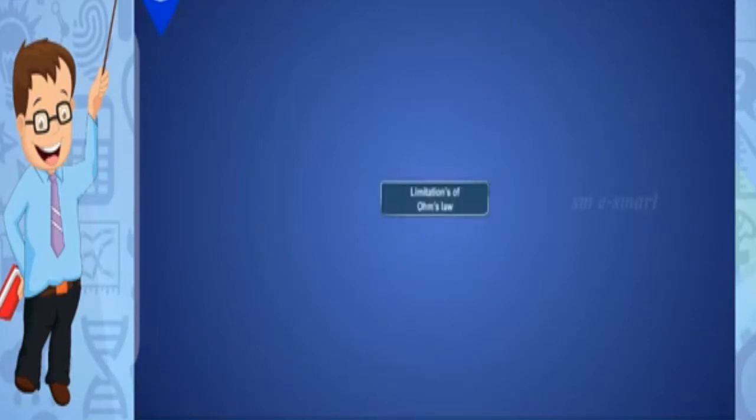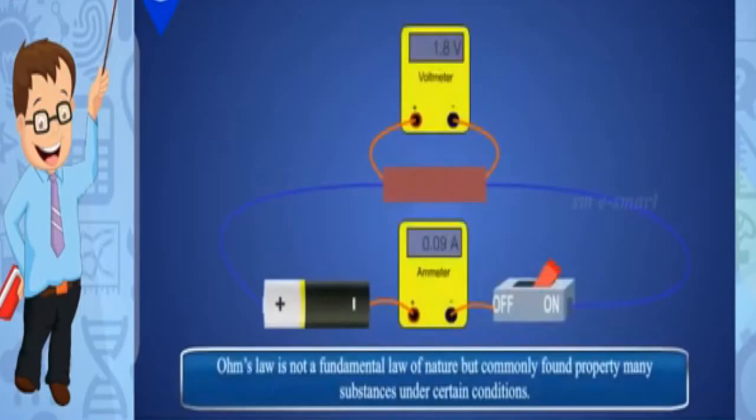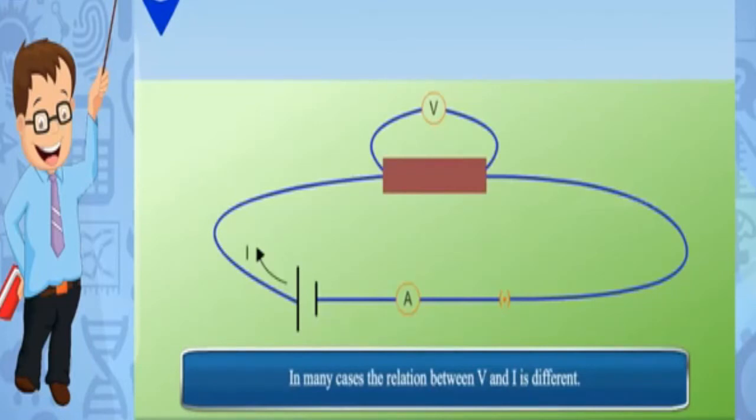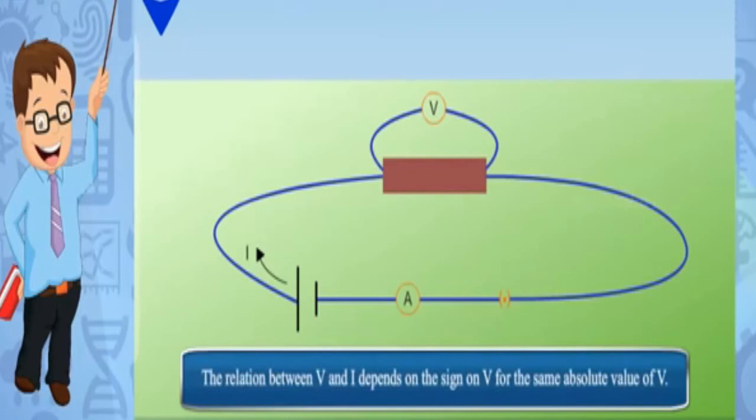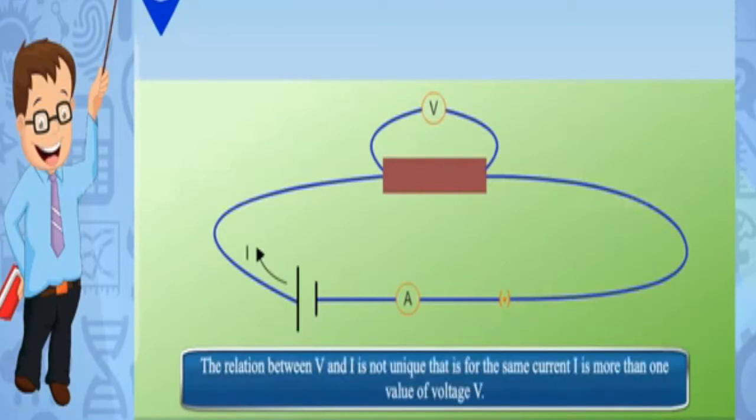Limitations of Ohm's law. Ohm's law is not a fundamental law of nature, but a commonly found property of many substances under certain conditions. In many cases, the relation between V and I is different. V depends on I non-linearly. The relation between V and I depends on the sign of V for the same absolute value of V. The relation between V and I is not unique. That is, for the same current I, there is more than one value of voltage V.